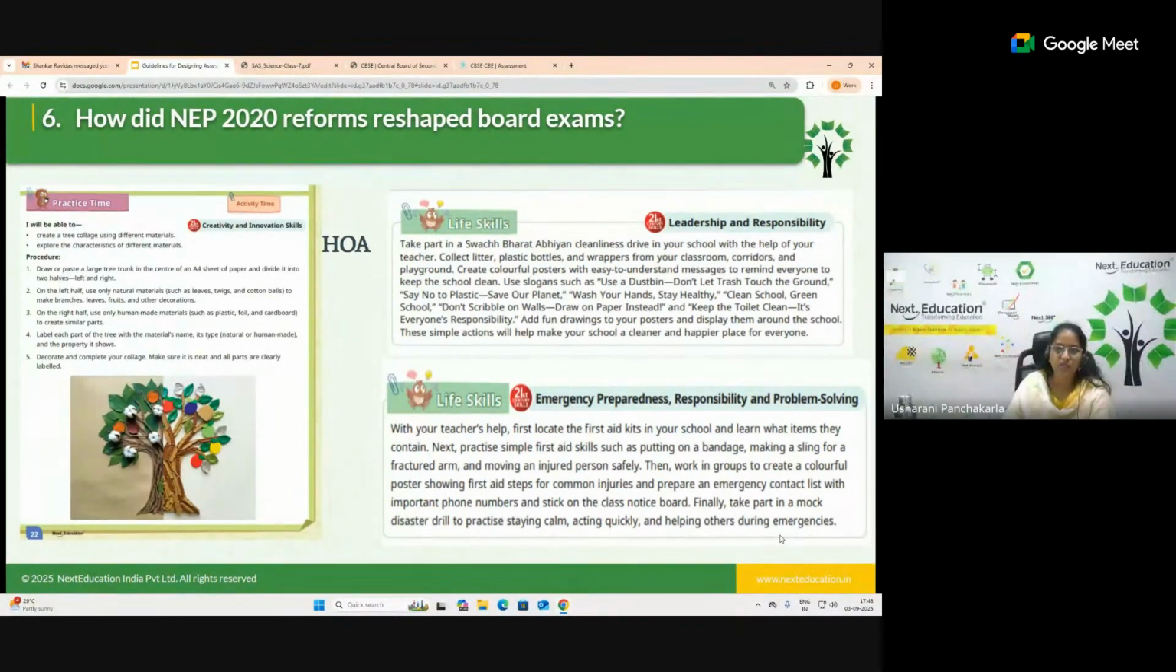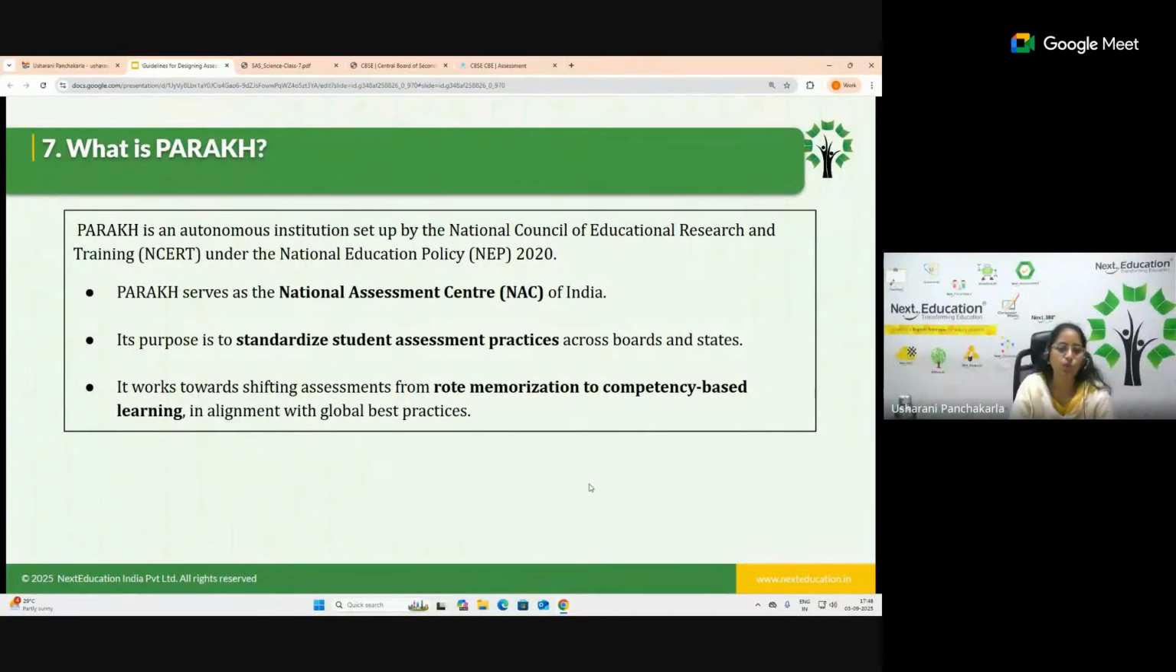Now coming to the next one, PARAKH. This is what the topic is about. Now what is PARAKH? Anyone? Yes. Okay, let me answer it. It stands for performance assessment, review and analysis of knowledge for holistic development. This is an autonomous institution set up by the NCERT under the National Education Policy 2020. This is what we call the NAC, the National Assessment Center.